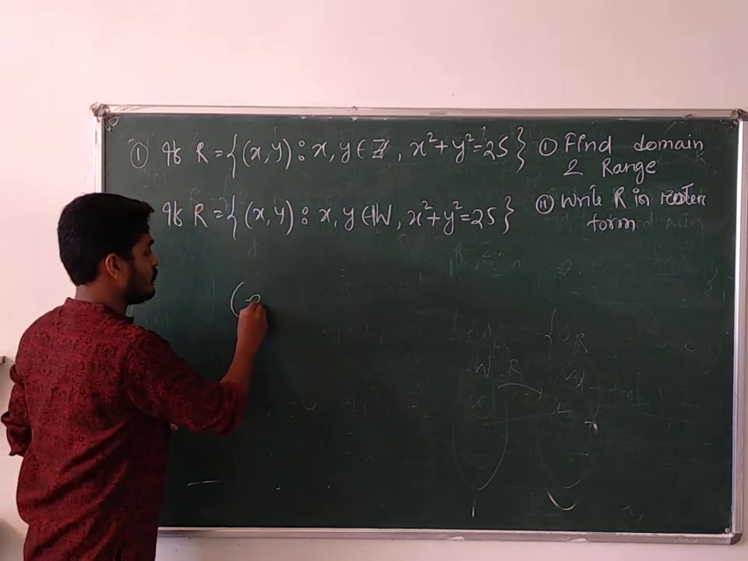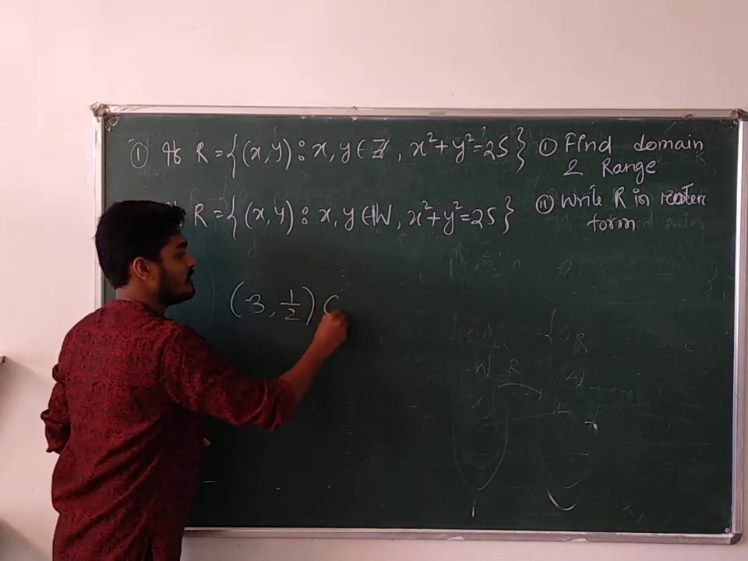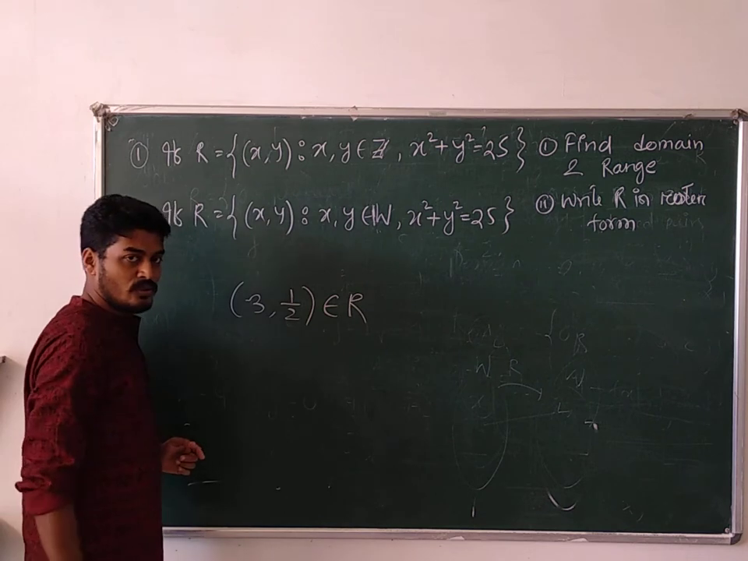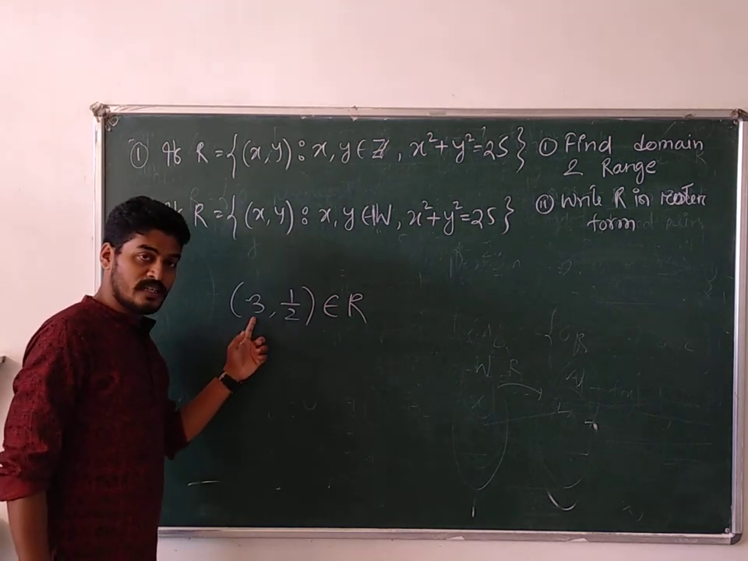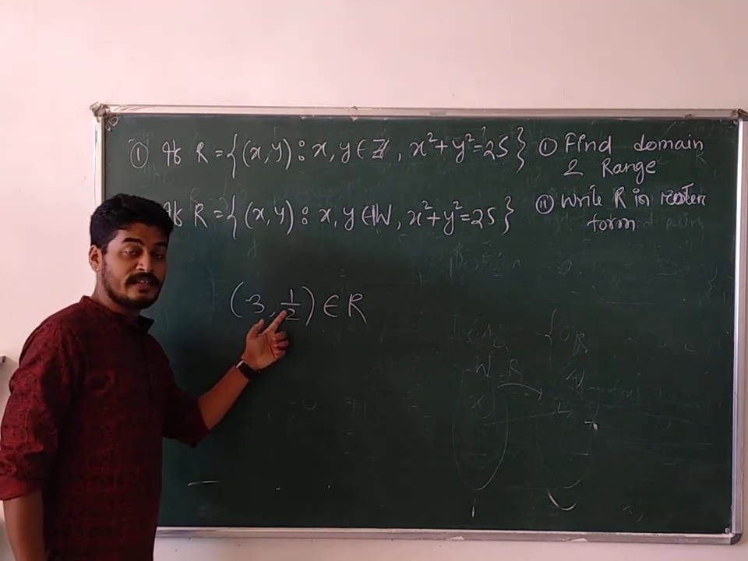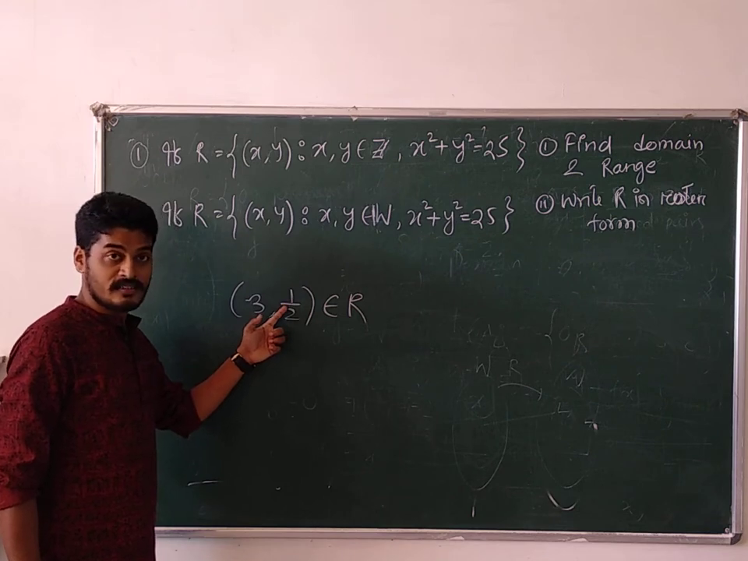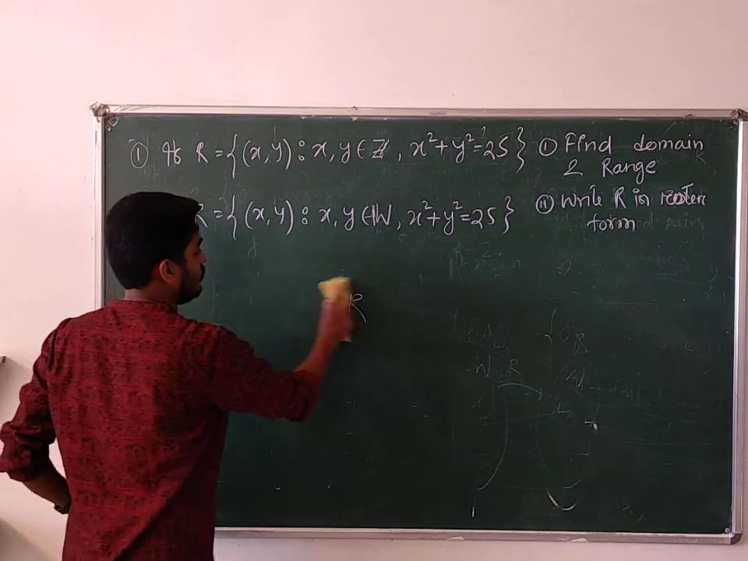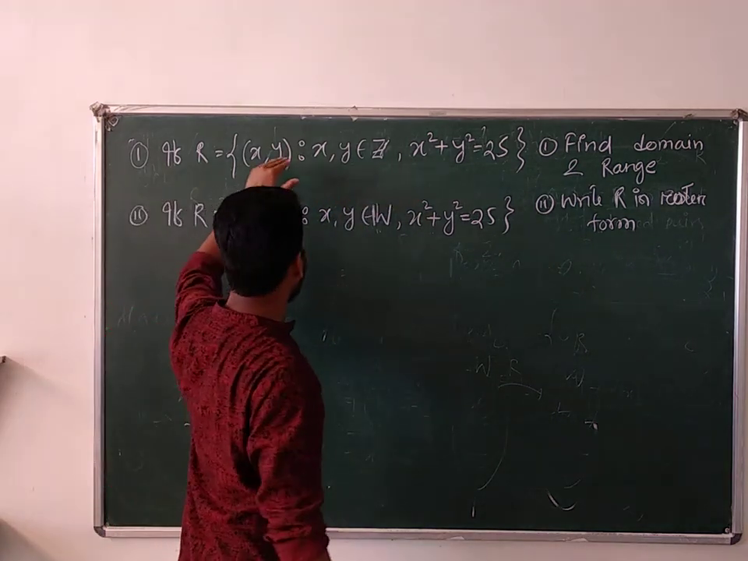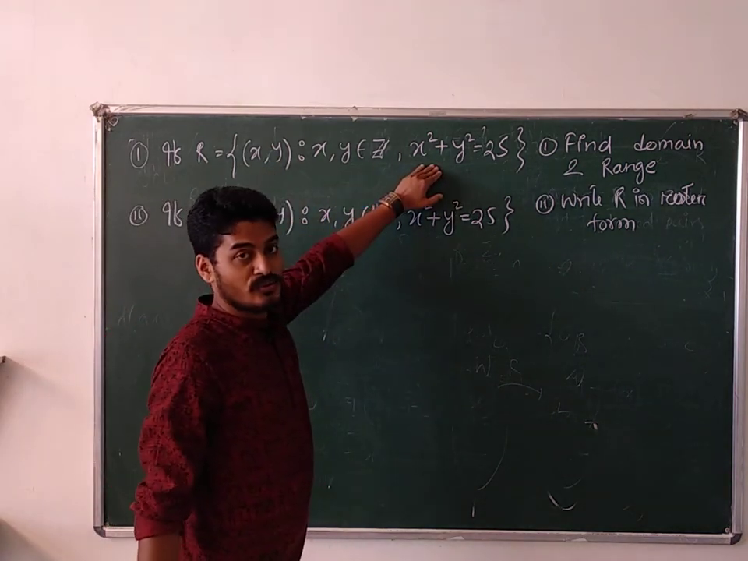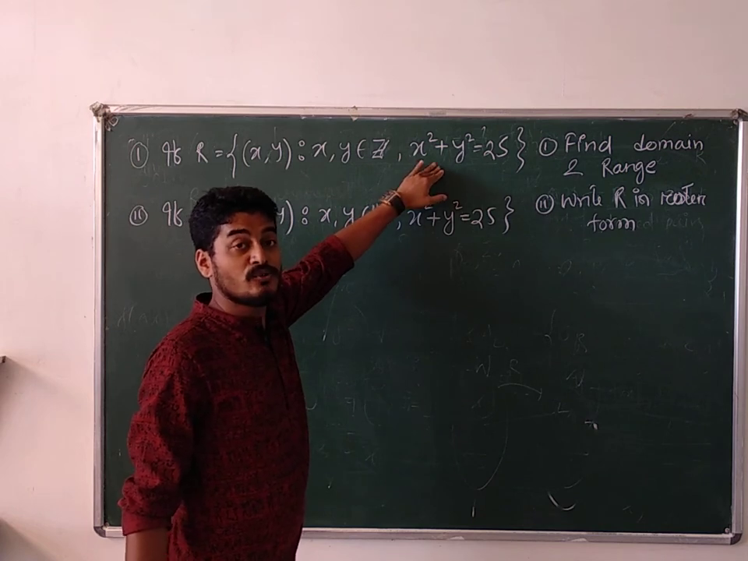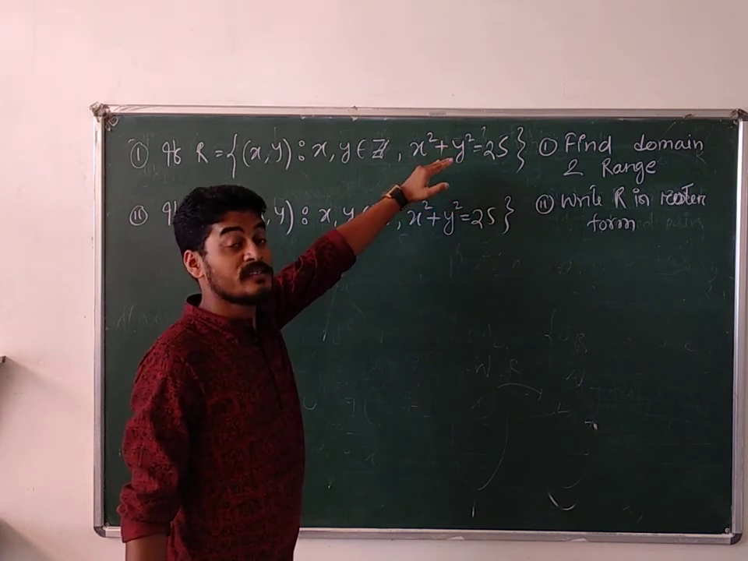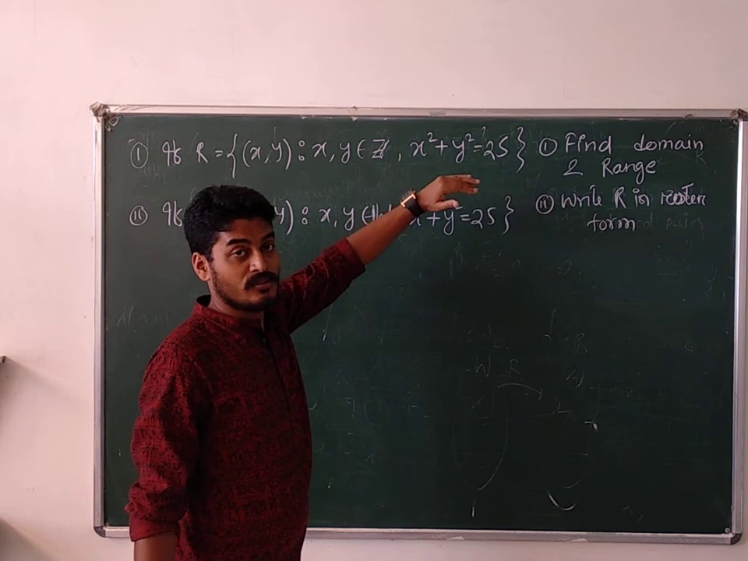Suppose I ask you, is (3, half) an element of R or not? No, because R will contain all those elements where both the components are integers, but half is not an integer. That's why it does not belong to R. First of all, it will contain all those ordered pairs which satisfy this condition also. That means the sum of their squares should be exactly equal to 25. Sum of their squares, x square plus y square is equal to 25.